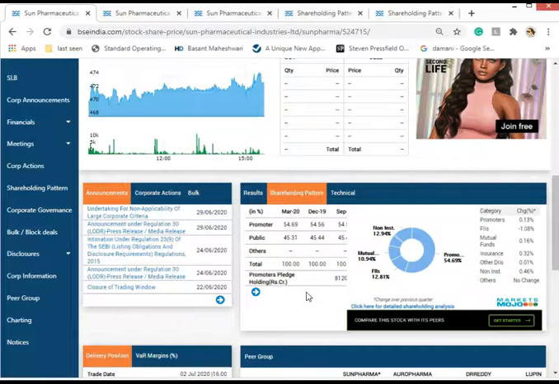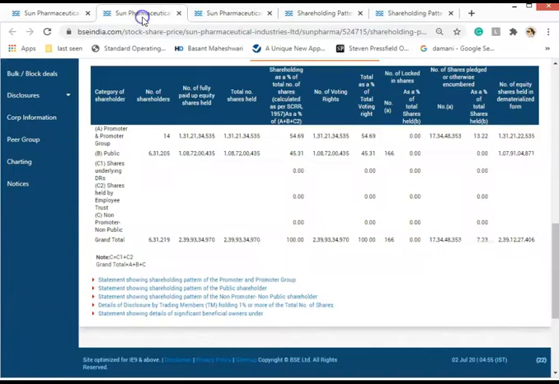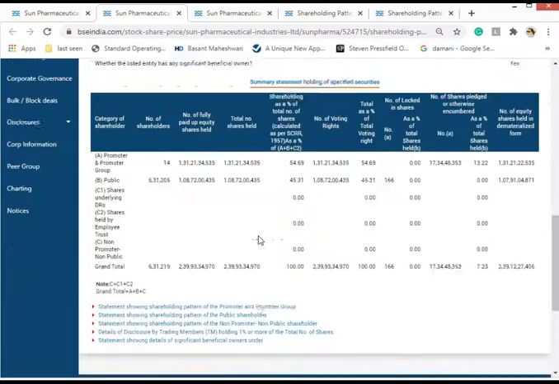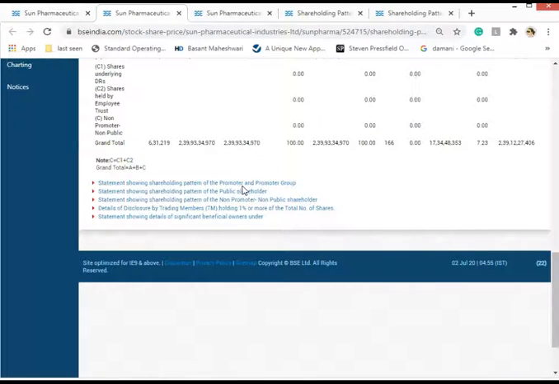But that's not enough. What we have to do is go to this particular arrow. That will give us more details. When you click on that, this particular page will load and you have to go a little below. Look at these particular links. First we will go through this particular link. They will give you more details on who exactly the promoters are and who the public shareholders are as well. So those two things we will go through.